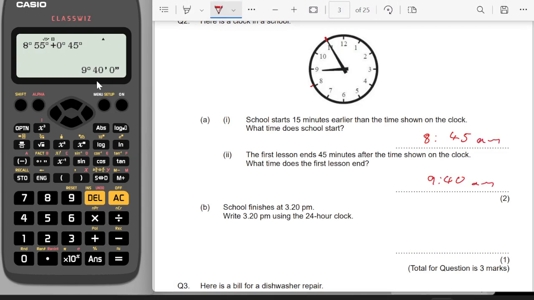Part B, the school finishes at 2:20 p.m. Write 2:20 using a 24-hour clock. Well, in effect, we just need to add on 12, so we're looking at 15:20.